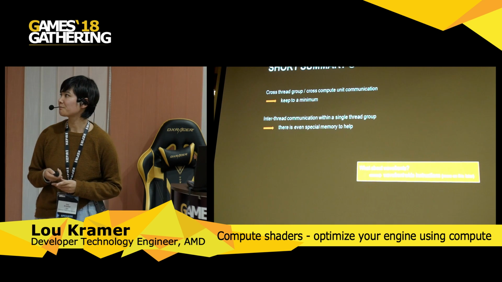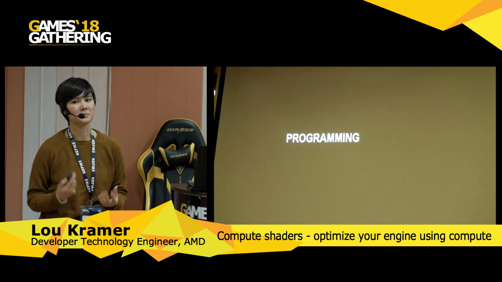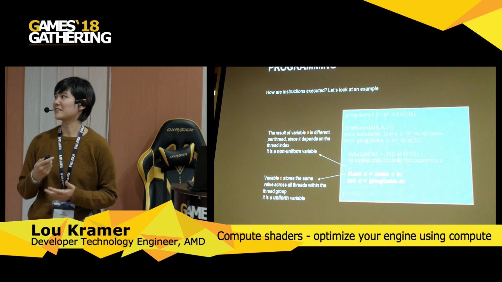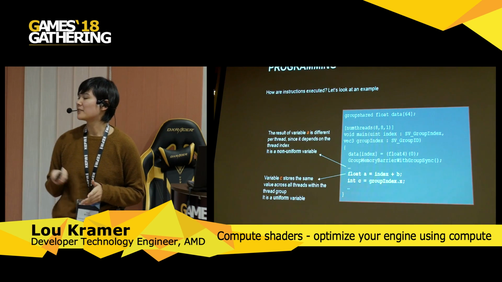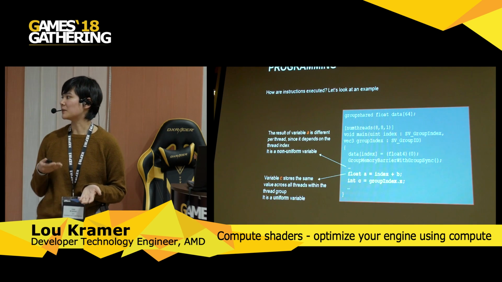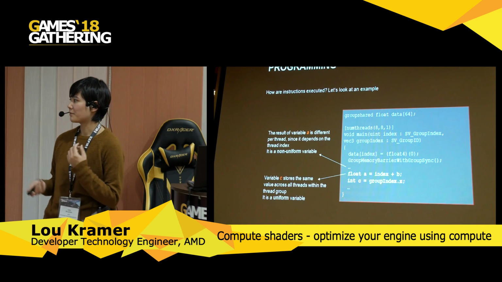Okay, so now let's get a bit more practical and see how to actually program. So, programming. Let's look at an example again. Quite an easy example. So we have the instructions float A equals index plus B, and then integer Z equals group index plus X.